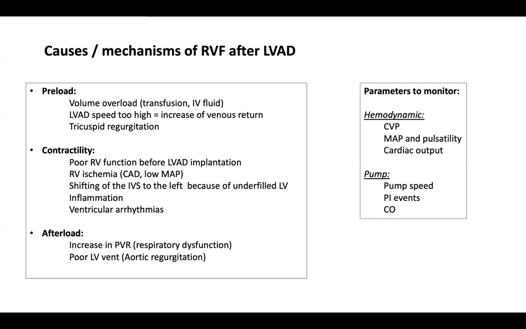Then you need to think about the contractility. Is it because your right ventricular function is poor before LVAD implantation, and you want to avoid being in this situation? Is it because you have an ischemia, inflammation, ventricular arrhythmias? You need to think about afterload. Is this because your ventilation is bad and you have an increase of your PVR, or because your LV is not well unloaded?